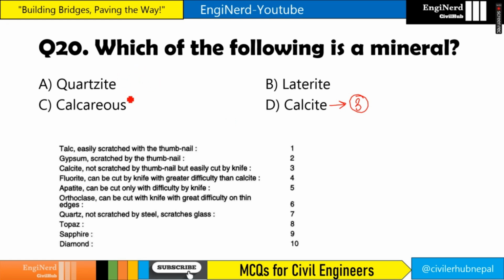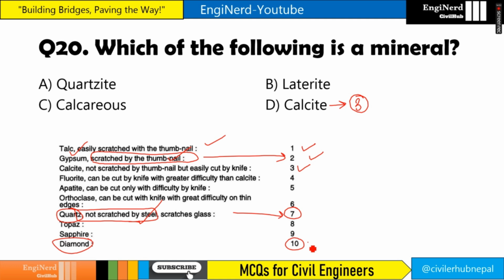Don't get confused here also. Talc has hardness number 1, gypsum is 2, and calcite is 3. You need to remember this: scratched by thumbnail is 2, gypsum. And quartz, not scratched by steel, is 7. So you need to remember this, and diamond is 10.